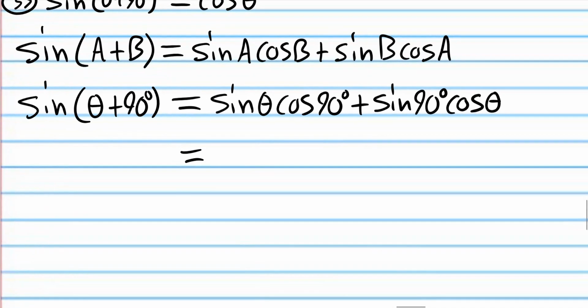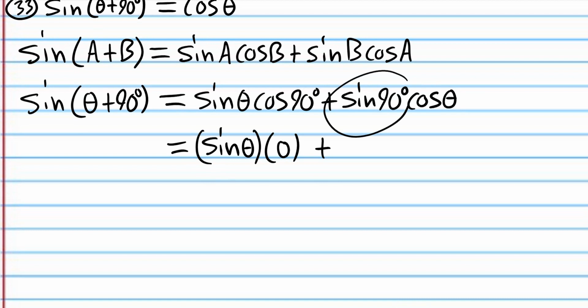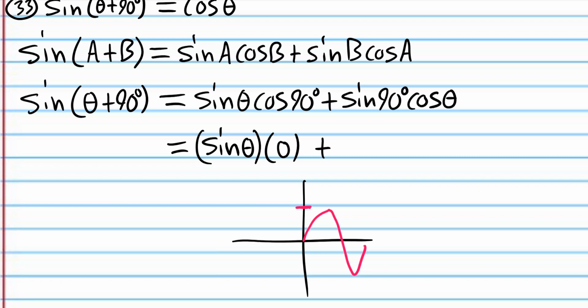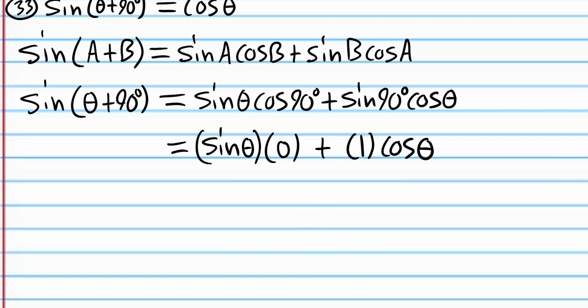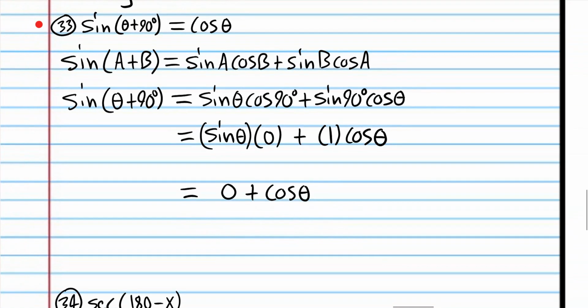So we have sine theta, and we'll use parentheses just to avoid any confusion, times 0. Now sine 90 degrees, that's 1. That's up here. That's 90 degrees there. That's 1. So that just becomes 1. And so we have 0 plus cosine theta, and we did it.